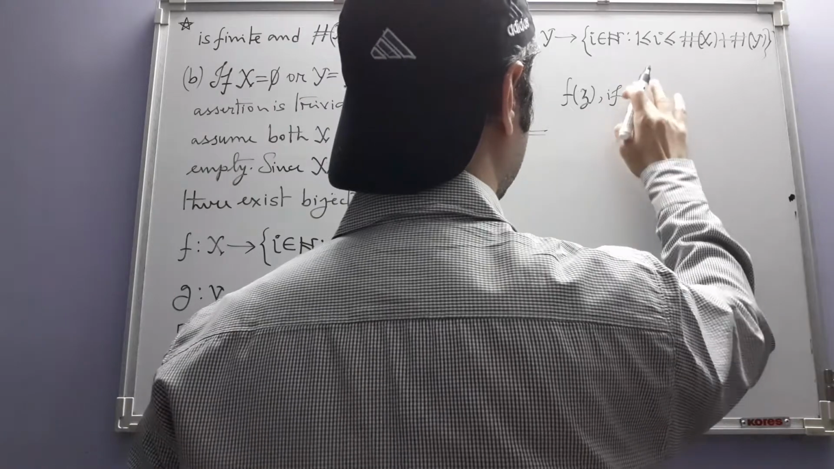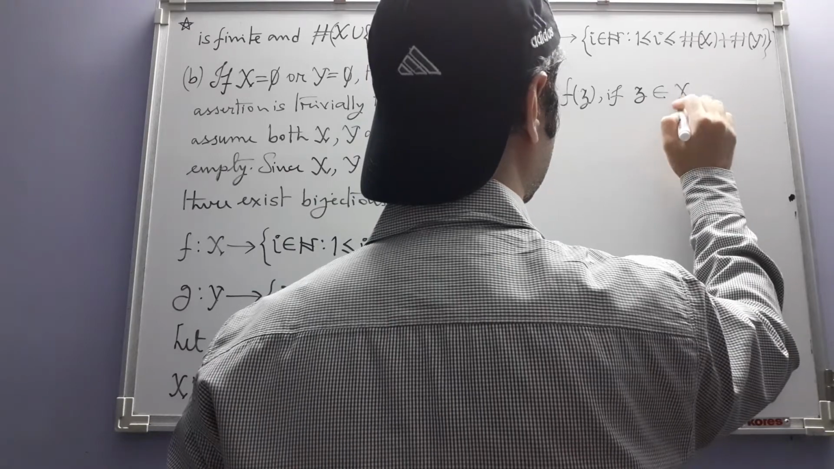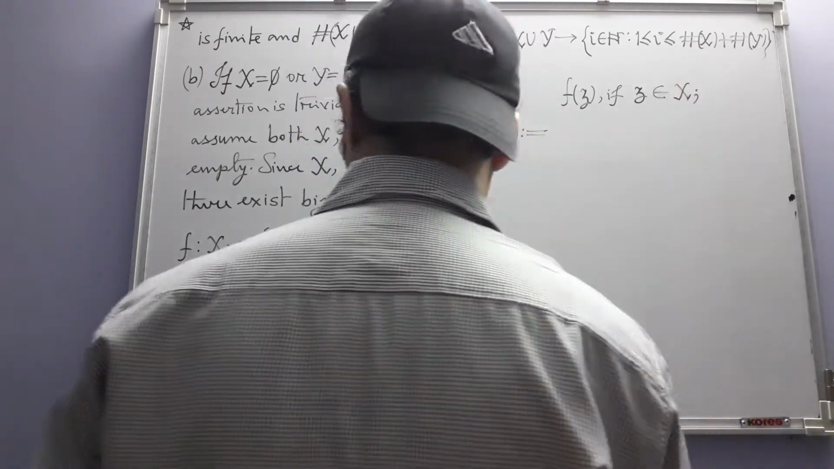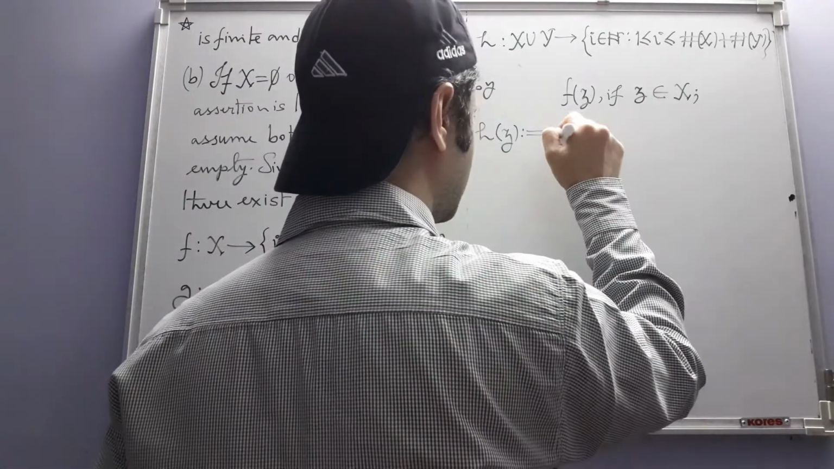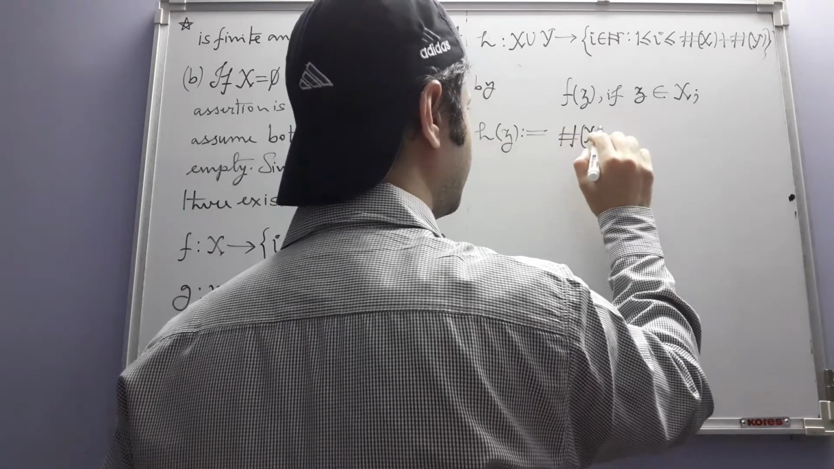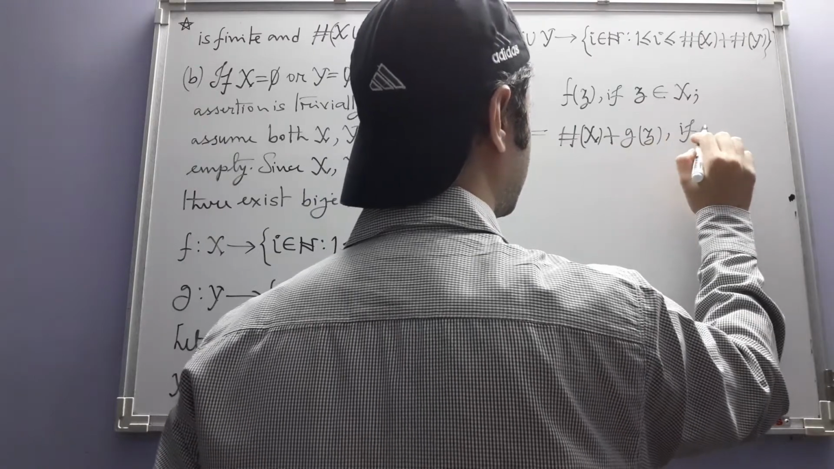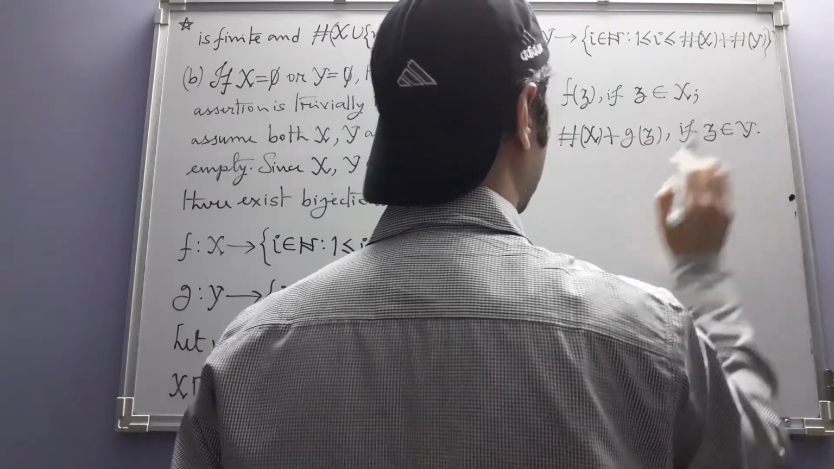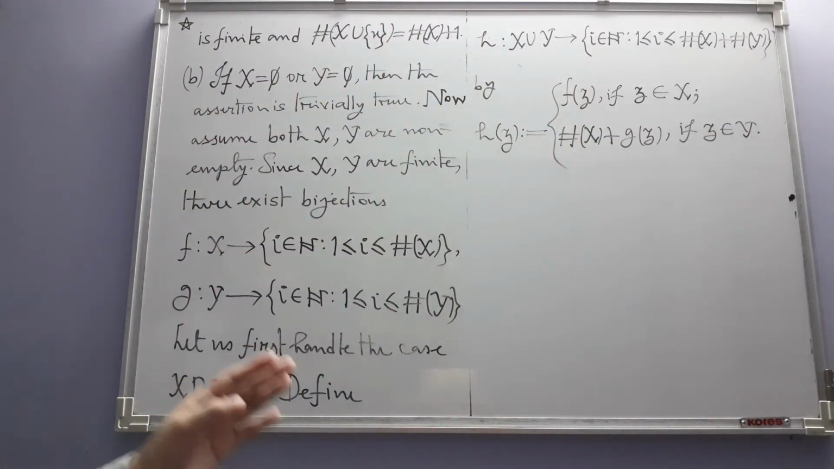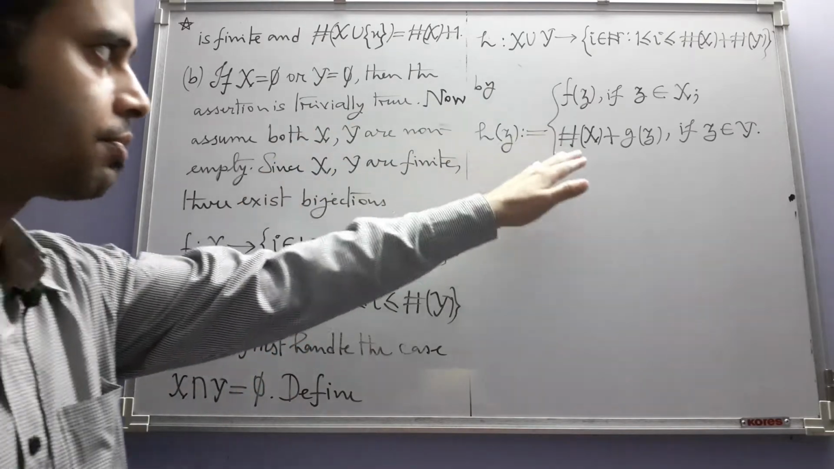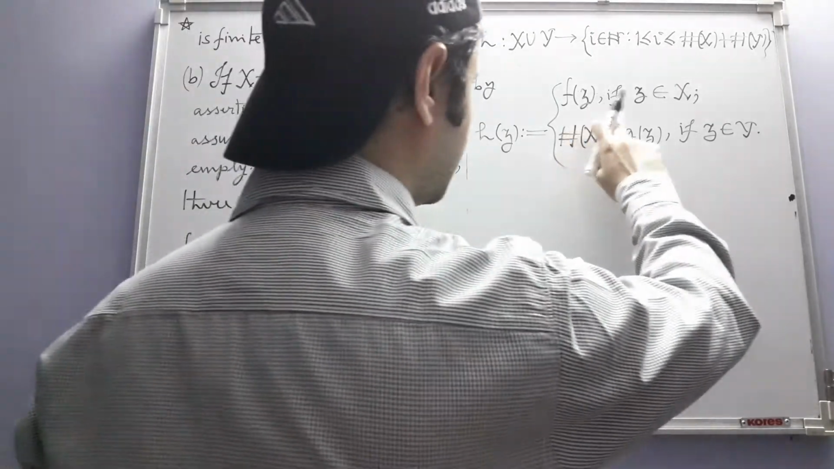F of z, if z belongs to x, and this is equal to cardinality of x plus g of z if z belongs to y. Okay, now look at this function h. The first thing we have to see is, of course, if h is well defined or not. So we see one by one all the things.